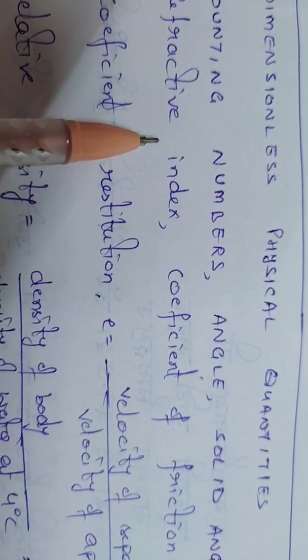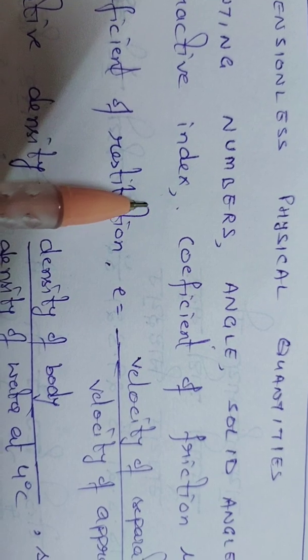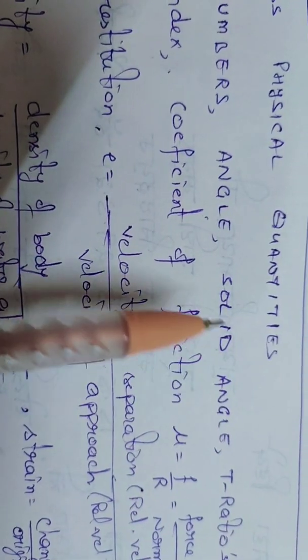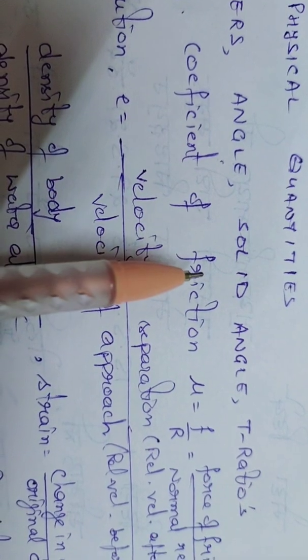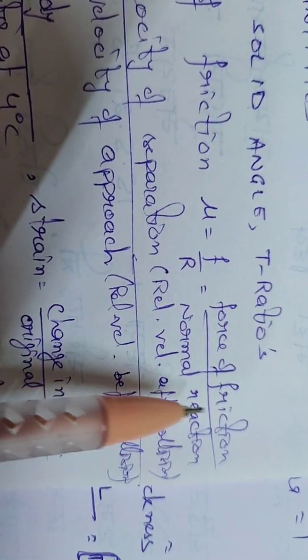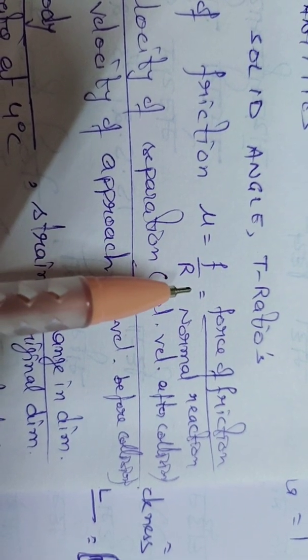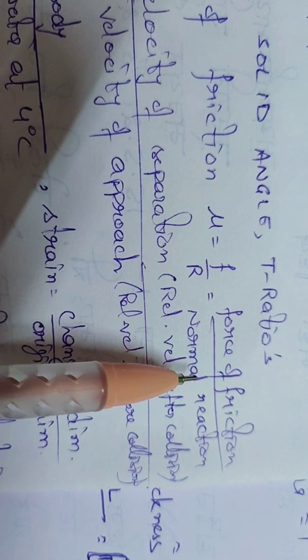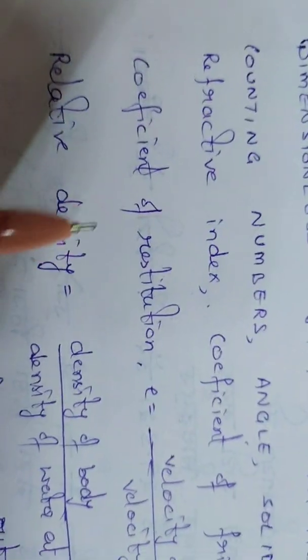Refractive index, sin i by sin r, is a ratio, so it does not have a dimensional formula. Coefficient of friction is a ratio of force of friction upon normal reaction. Force upon force, because normal reaction is also a force, so both dimensional formulas get cancelled, so coefficient of friction does not have a dimensional formula.